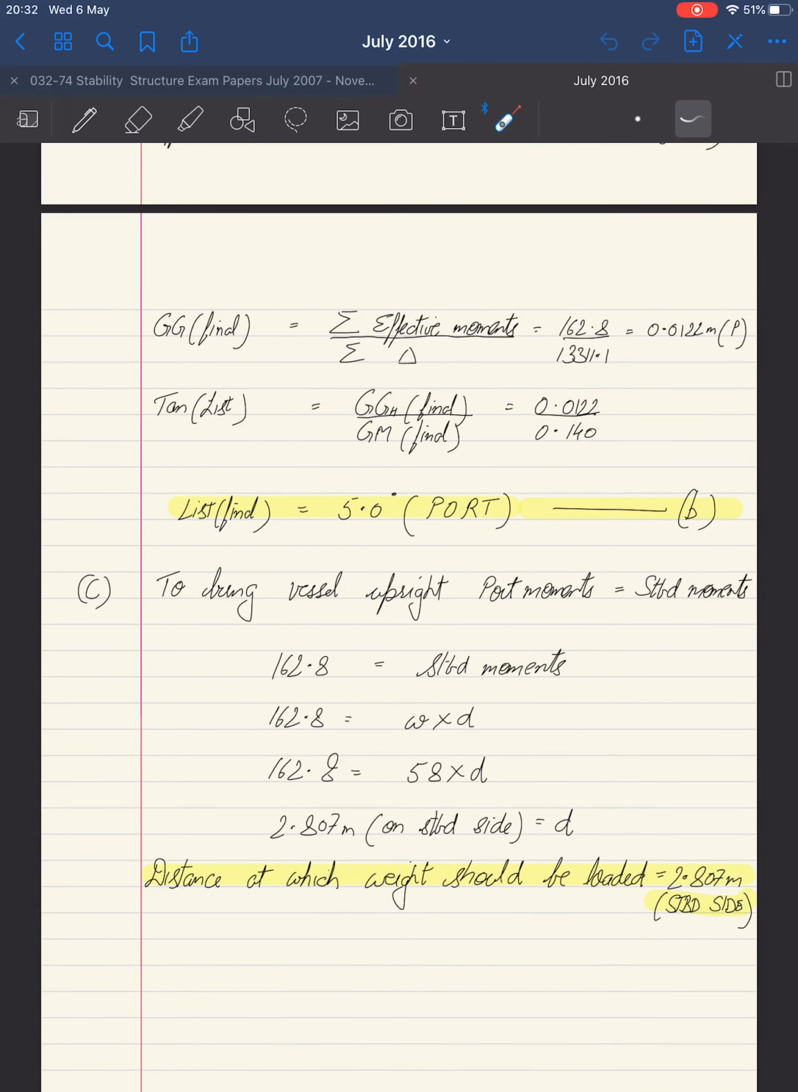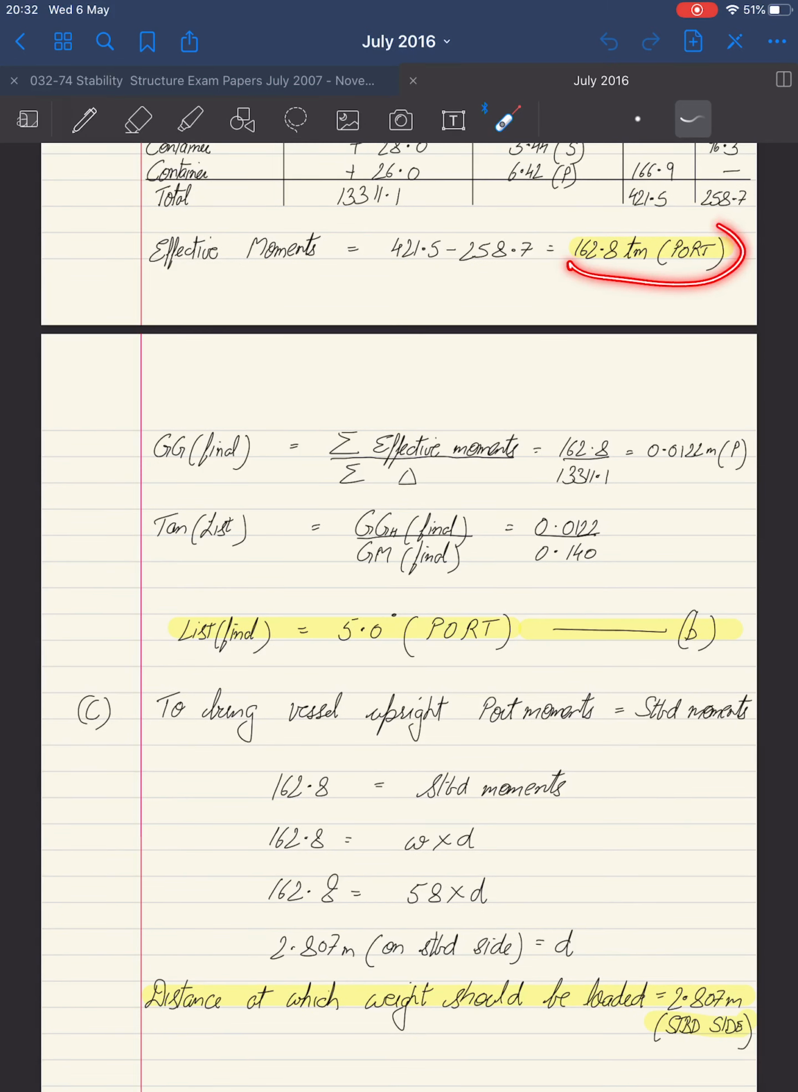Now when we look at part C, it says the distance from the center line to load a heavy unit of 58 tons so as to bring the vessel to a final upright condition. Again, to bring the vessel upright, port moments need to be equal to the starboard moments. We know our port listing moment, which was 162.8, which has come from here. Once we counteract this moment, we will be able to bring our ship in an upright way. So 162.8 will be equal to the starboard moment, because that's the moment we require on the starboard side to bring the ship upright.